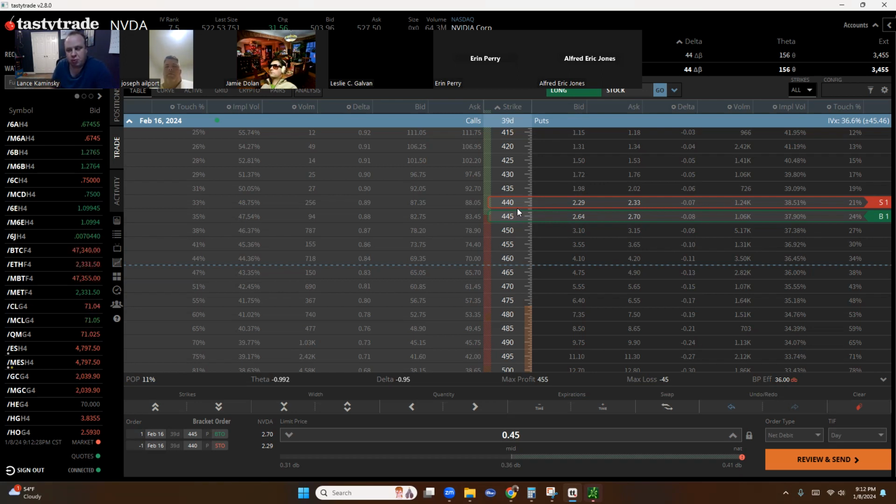But this is a pretty low percent chance of happening because Nvidia would have to drop from the 510 or so where it closed all the way below 440. And you only have the 39 days to do it. So that's a pretty low percentage chance of happening. But that's why you're only risking, say, $37. Okay. Good. All right.